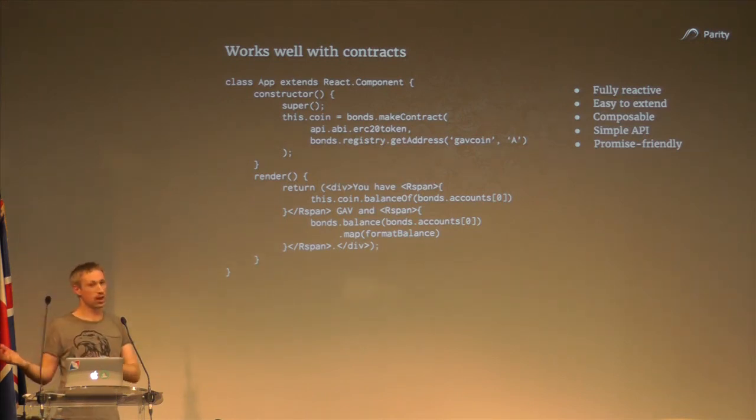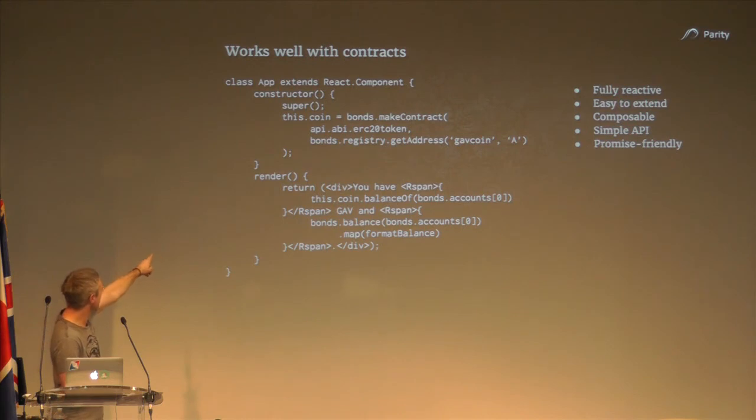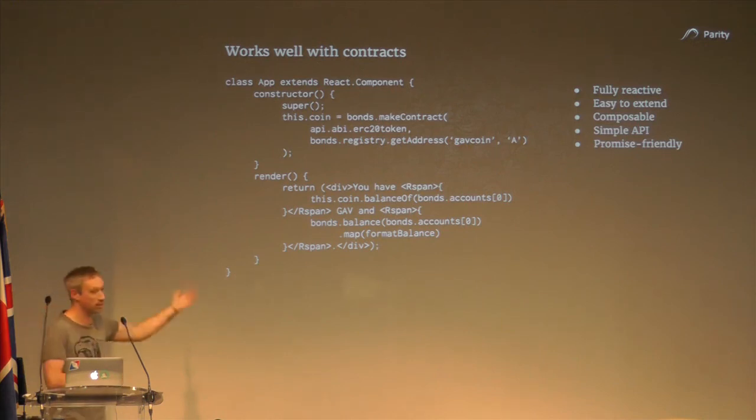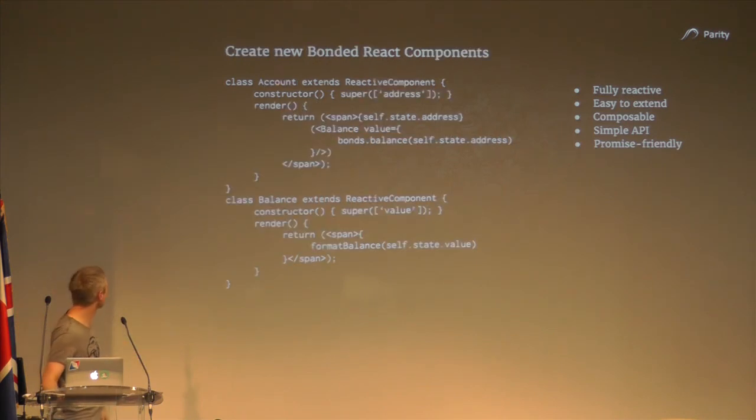Basically, it makes a bond that represents the contract. It has all of the contract's calls in there, and the way it's doing it is by using the registry bond to get the Gavcoin address. It's all completely reactive. If the Gavcoin address changes, then the amount will change according to what's registered in the new token contract. If the default account changes, everything will change as well. It's exactly as you expect it should work.